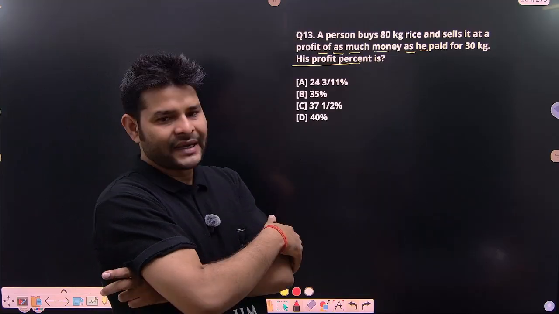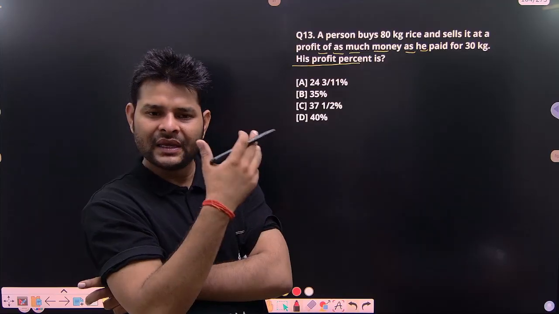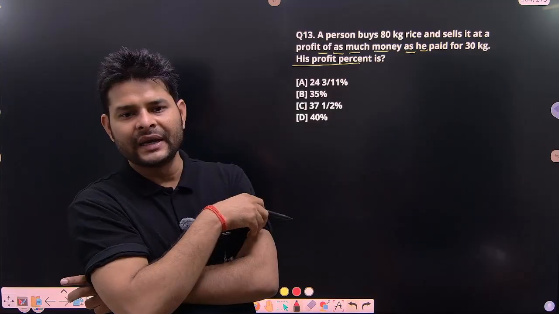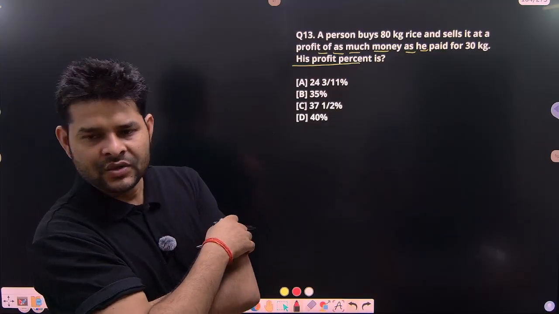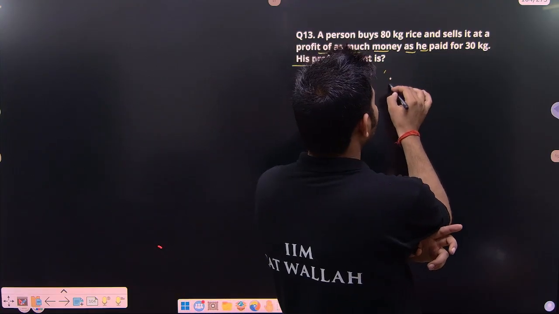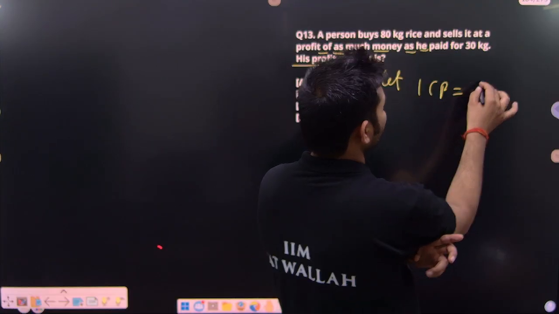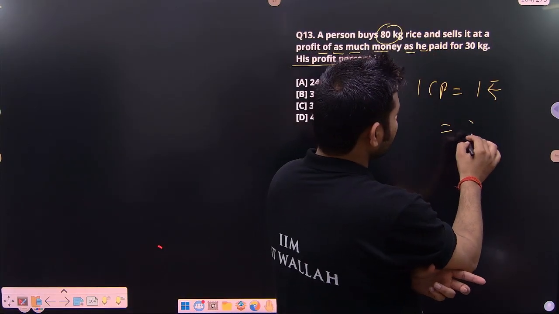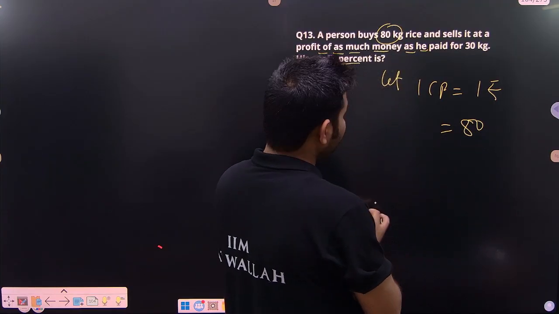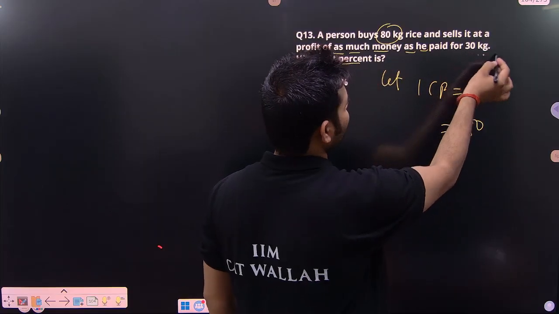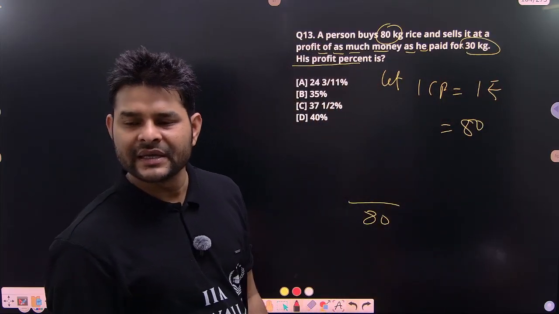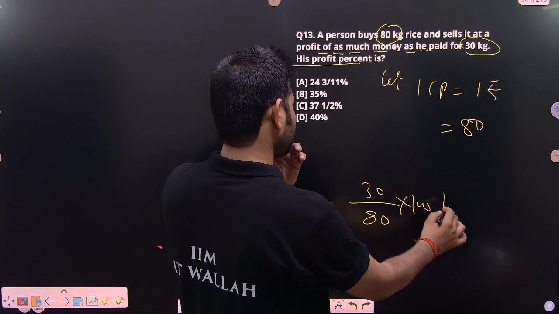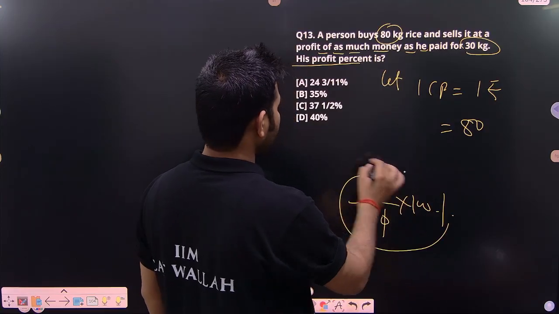So after selling 80 kg of rice, he gets a profit equal to the cost of 30 kg rice. Suppose 1 kg CP is rupees 1. So 80 kg CP would be rupees 80. On 80 I have gained a profit of 30 kg, which means 30 rupees. On 80 I have gained 30 rupees. So basically the profit is 3 by 8, which is 37.5%.